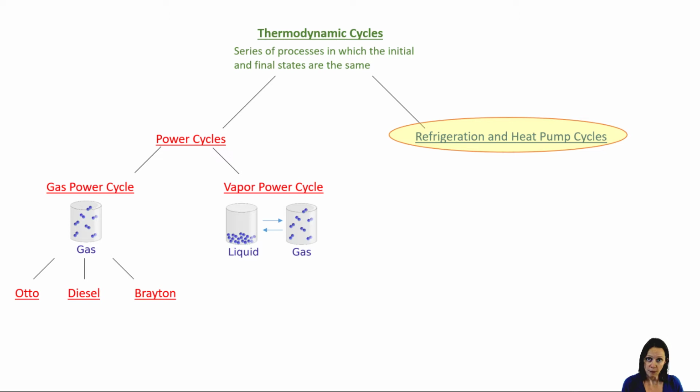Then we talked about vapor power cycles. That was your Rankine cycle. And we talked about different modifications that you could do with the Rankine cycle to increase the thermal efficiency. Now we're going to shift away from the power cycles and go to the refrigeration and heat pump cycles.